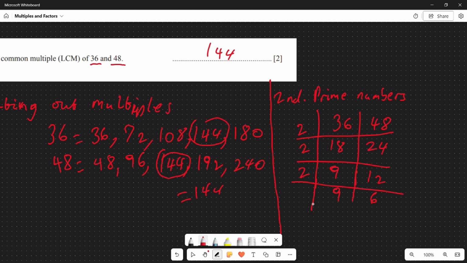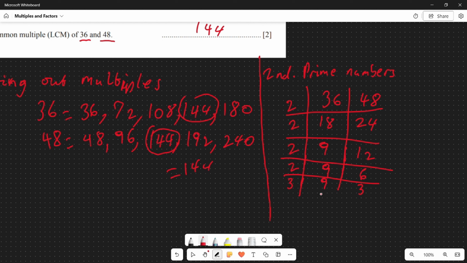So 12 divided by 2 is 6. Now, again, 2 can also divide 6. So 9 will be kept at rest, will not be affected, and 6 divided by 2 will give us 3. Now, 2 cannot divide both of the numbers at all. So we go on to the next prime number, which is 3.